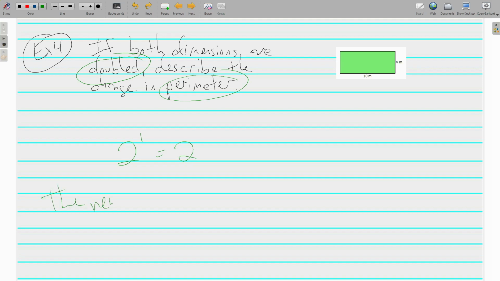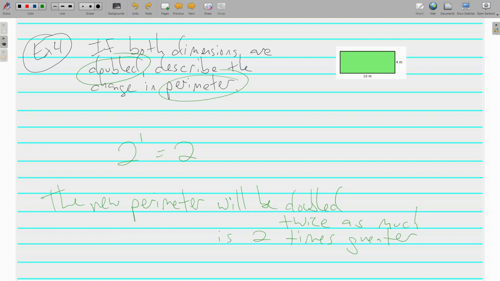So the new perimeter will be what? New perimeter will be doubled. Or you could say twice as much. Or the new perimeter is 2 times greater, like we have been doing. 2 times greater.